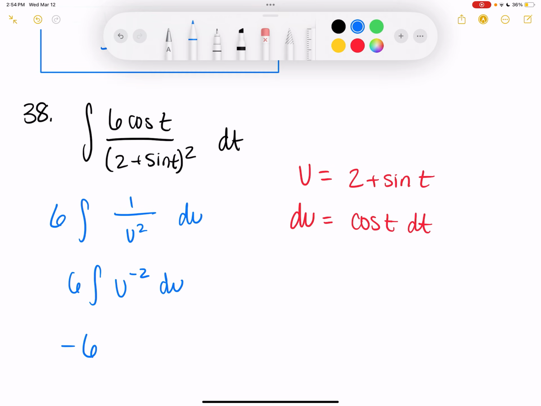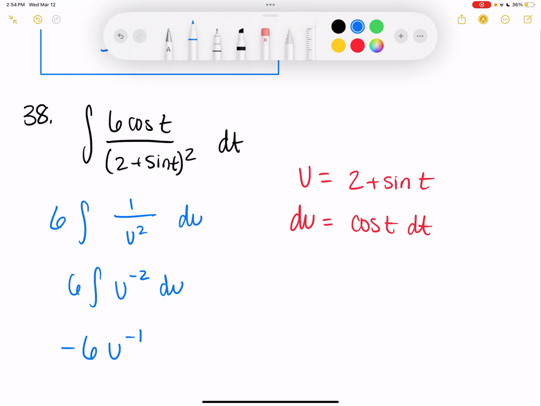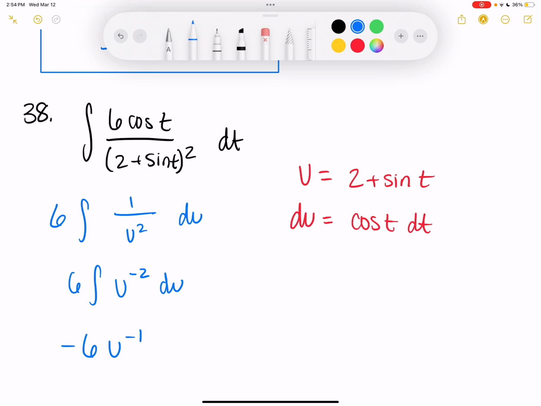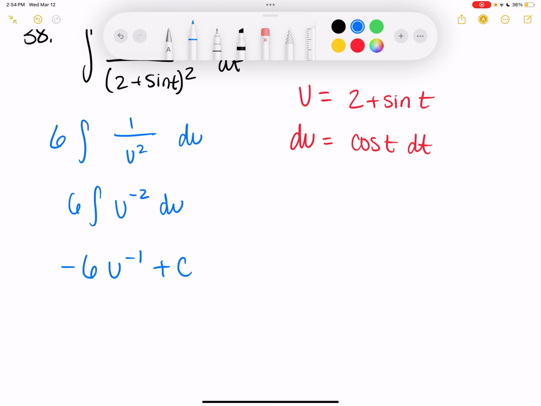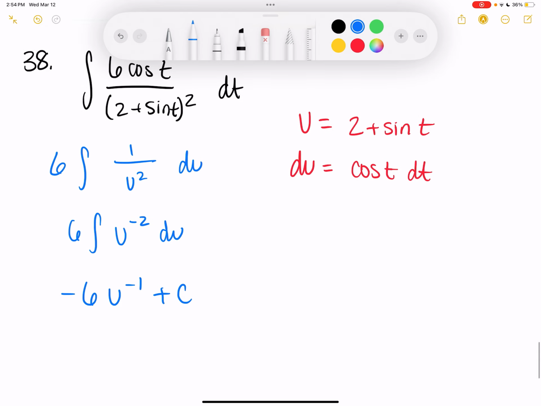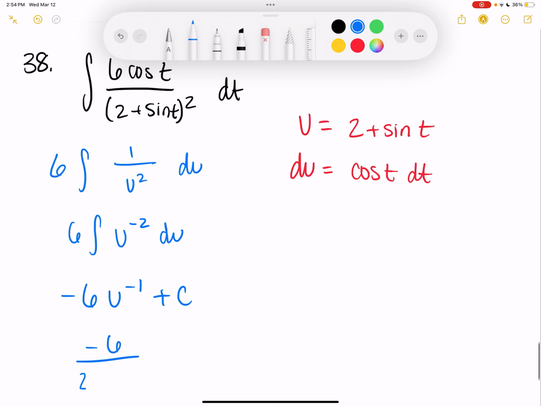And Virginia, you got the rest. Add to 1, the negative 1. Beautiful. Plus c. And then this is technically negative 6 over u. I'm just going to go ahead and replace u as I do it. So negative 6 over 2 plus the sine of t plus c.